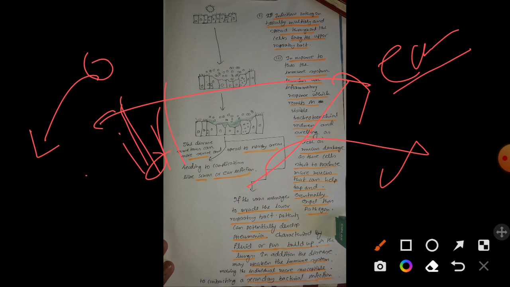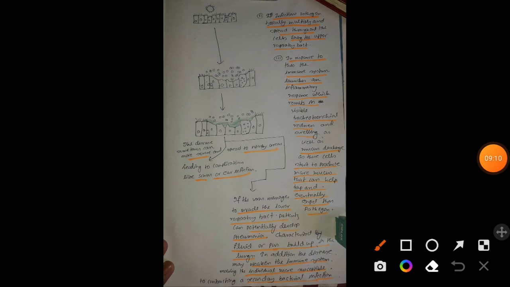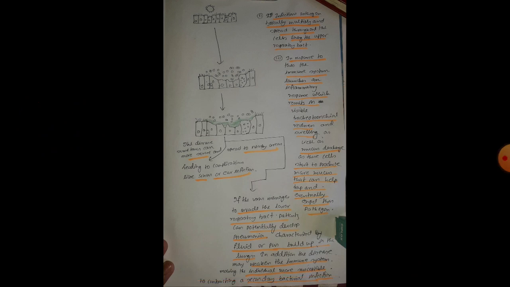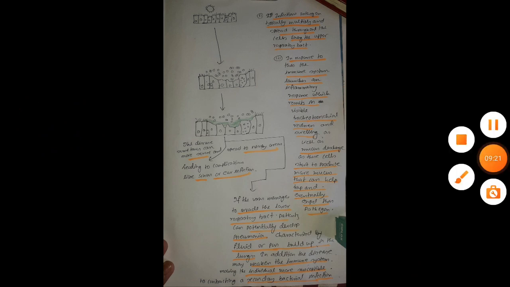They can also manage to invade the lower respiratory tract, and if they can do so, they can develop pneumonia. And that pneumonia is characterized by fluid or pus build-up in the lungs. In addition, they can also weaken our immune system, and as a result the person is at a high risk of developing a secondary bacterial infection. Okay, so that is for today. So today we have discussed the pathology of influenza virus.